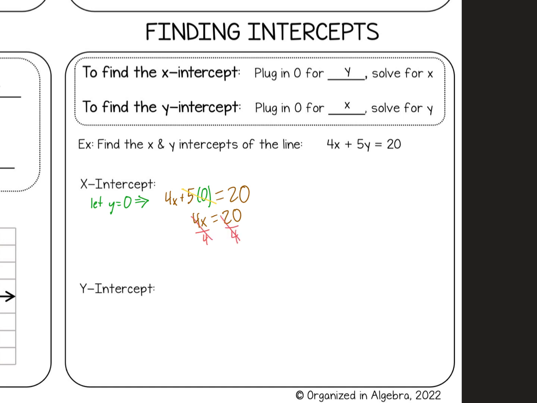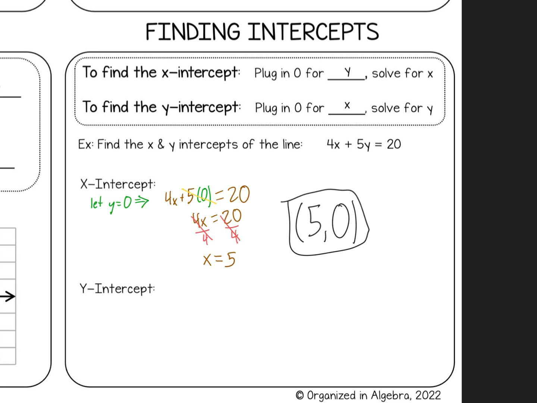So now we have 4 divided by 4 is 1, so we're just left with x, and 20 divided by 4 is 5. So x is equal to 5, and our x-intercept is the point (5, 0). We get this by plugging in our x value of 5 and our y value of 0. Next, let's try finding our y-intercept.